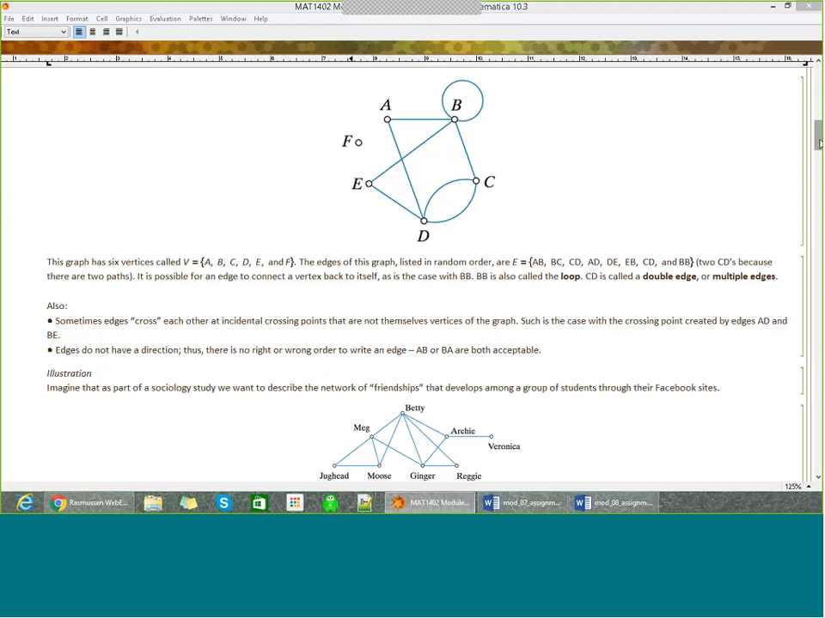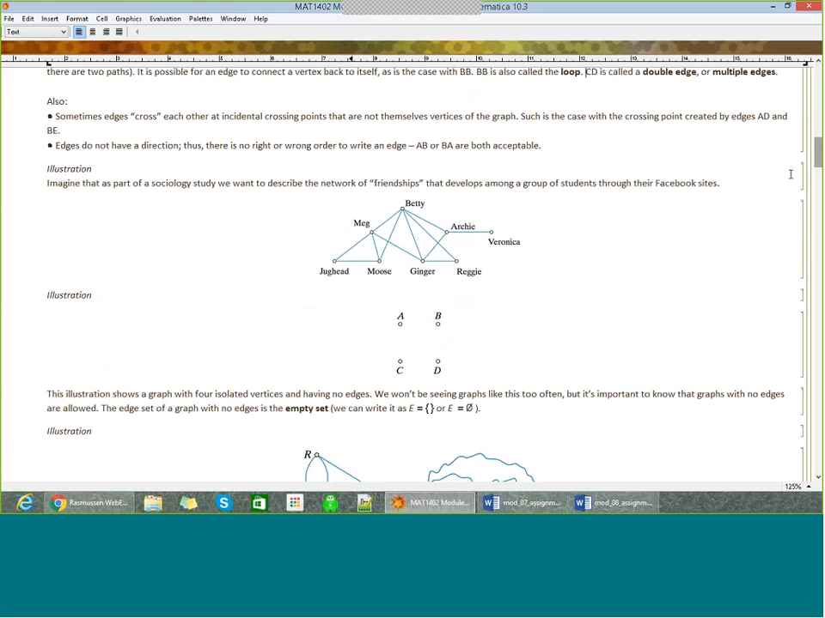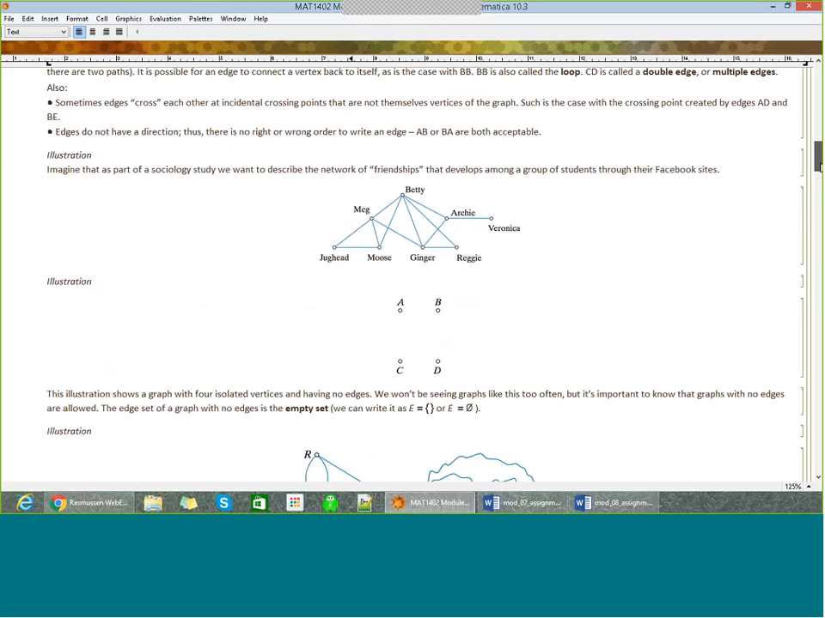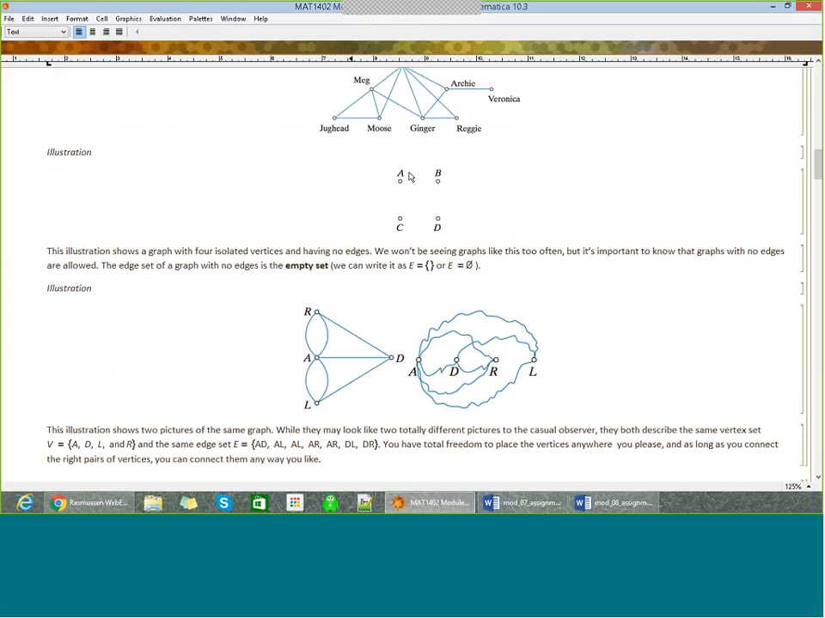Moving on, it's pretty self-explanatory. You see this graph in everyday life. If you describe Facebook connections, you might see a graph like this. Sometimes you see all the vertices but no edges. It's still a graph, but it has no edges, so the edge set will be empty. It's called the empty set. You write it as E equals curly braces with nothing in there, or this zero with a slash through it, that's the null, which describes the empty set. So if you see one of these, that's the empty set.